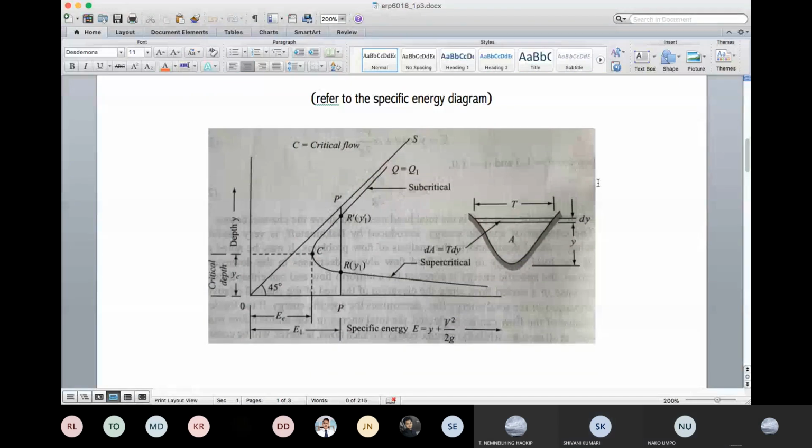So, quickly discussing: when there is a hump, the specific energy changes from E1 to E1 dash. For a positive hump, the vertical at E1 moves to P P dash. If there is a positive hump, it will move towards the left, and if it is a drop or negative hump, then it will move towards the right. This specific energy diagram itself explains what happens.